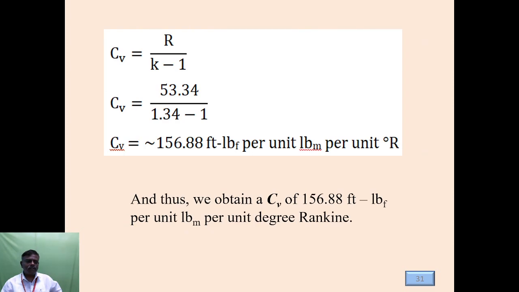Next one is CV. The value of CV equal to R by K minus 1. Substituting this value, we got CV approximately equal to 156.88 feet pound per minute per unit lbm per unit degree Rankine.